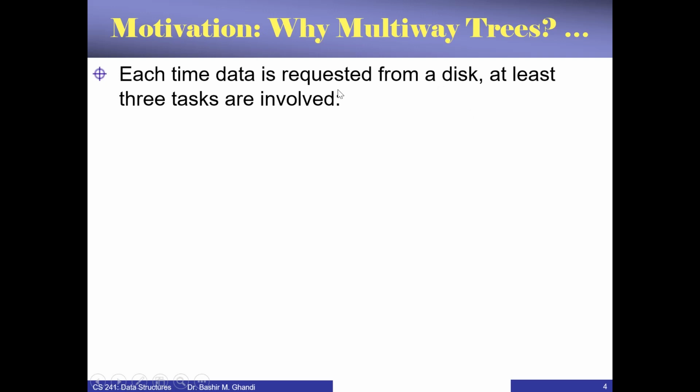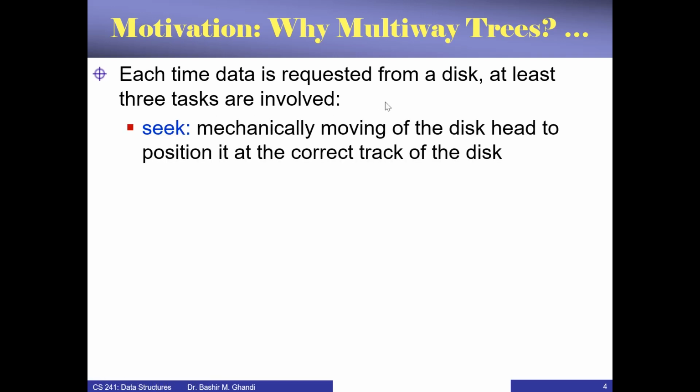Each time data is requested from a disk, that is to read from it or to write to the disk, at least 3 tasks are involved. These are: 1, seek, or what is called seek time. Seek means mechanically moving the disk head to position it at the correct track containing your data.